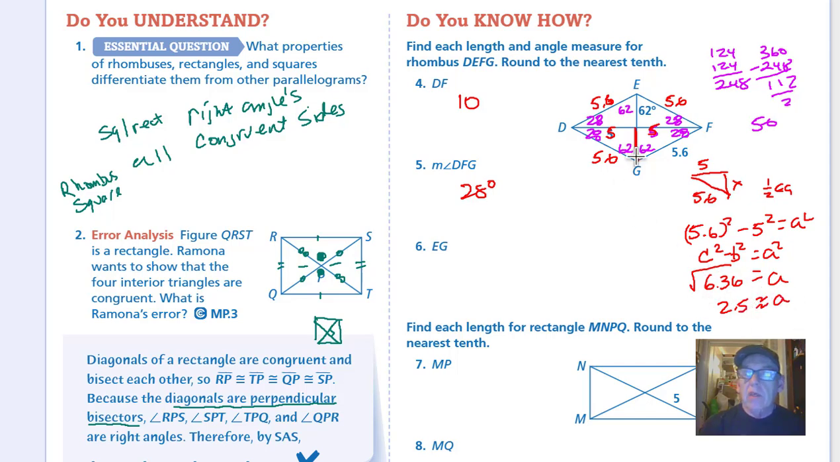And this distance they're looking for, EG, is double the 2.5, so it's about equal to 5. This is rounded to the nearest tenth, so 2.5, 2.5, about 5.0.